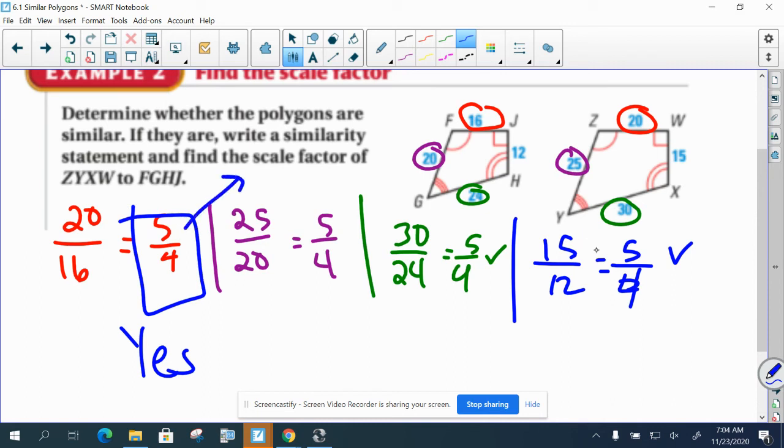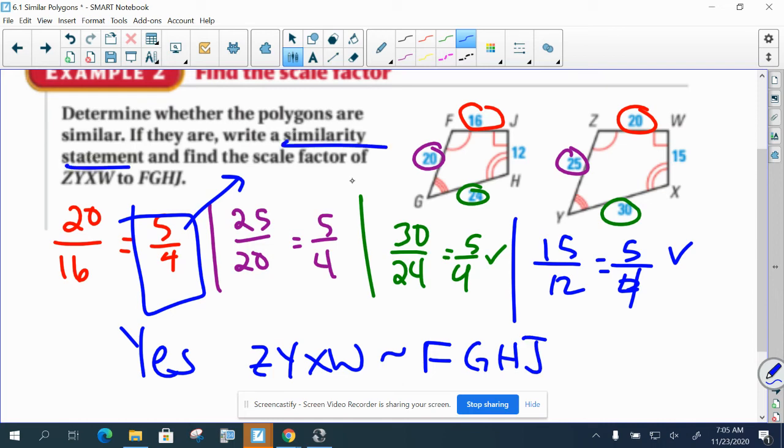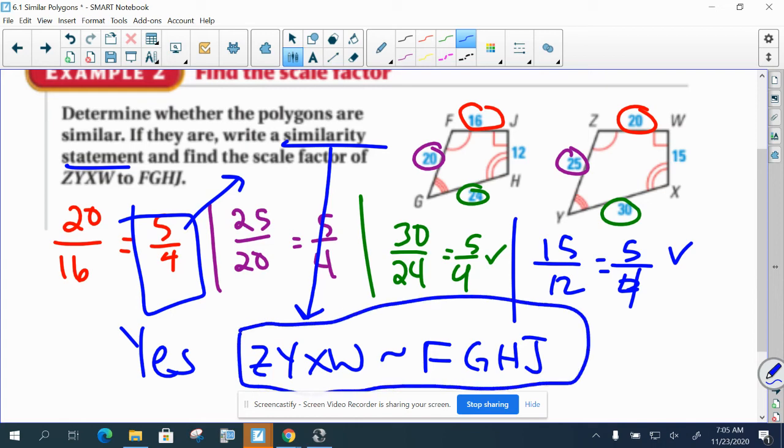And then the similarity statement would be, can we use what they have here, ZYXW to FGHJ? Yes, that would list the angles in corresponding order. So ZYXW is similar to FGHJ. That's your similarity statement. If you would say the statement of proportionality, that's where you do the fractions.